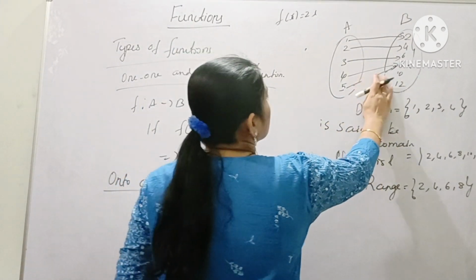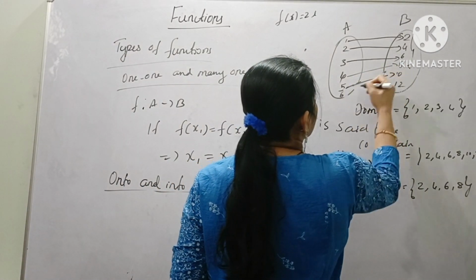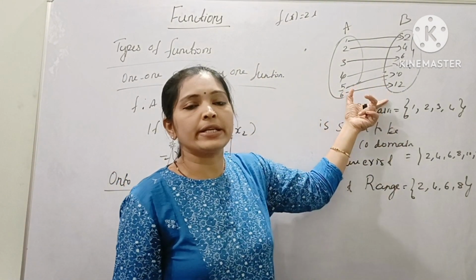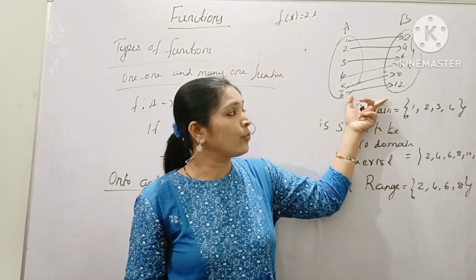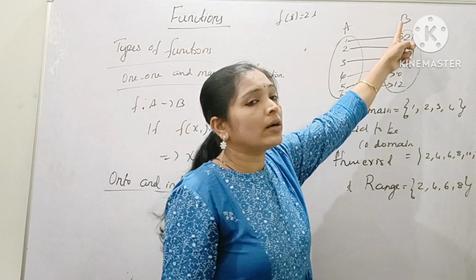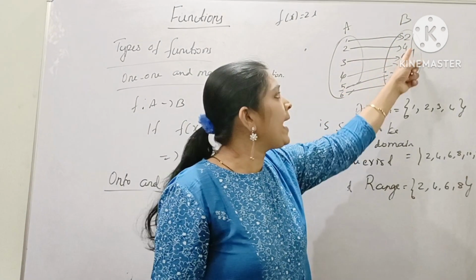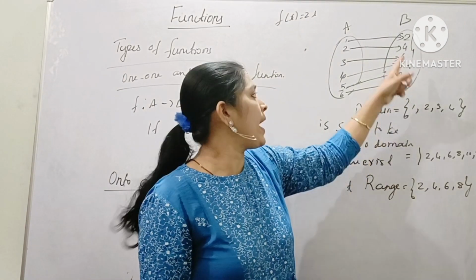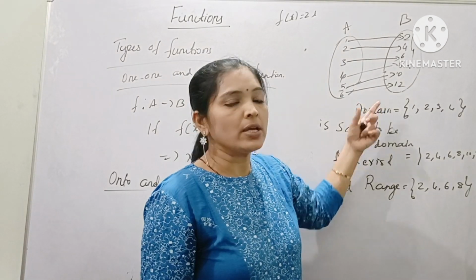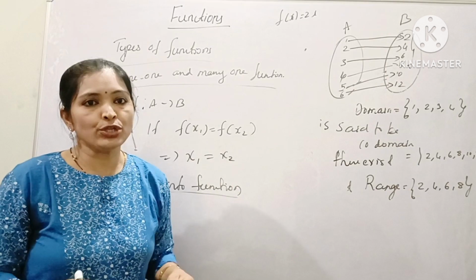I will rearrange it: 5 to 10, 6 to 12. Now it is an onto function. Why? Because all the elements of the codomain have a pre-image. So it is an onto function. If a function is not an onto function, then it is called an into function.